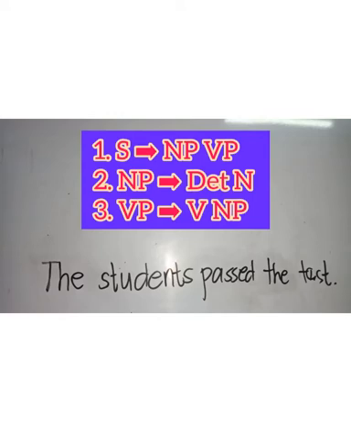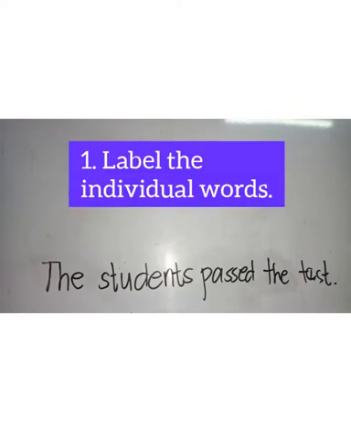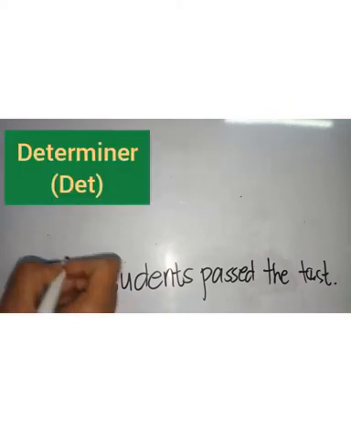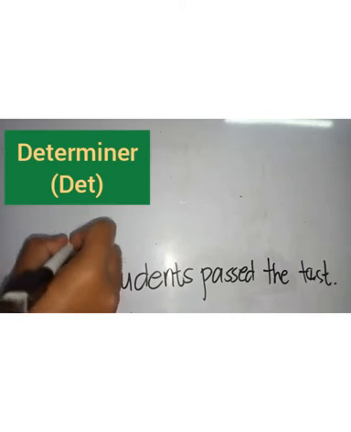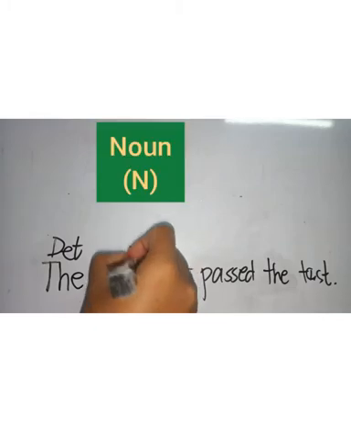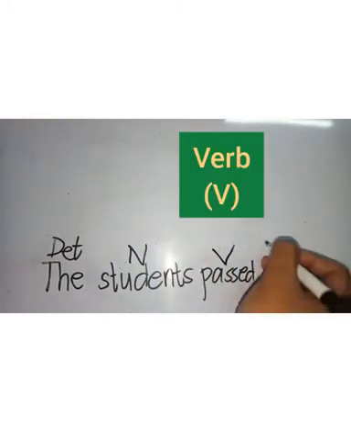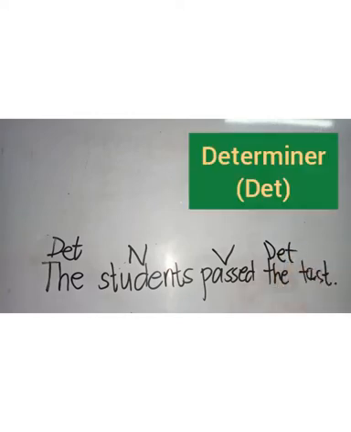So the first thing in sentence diagramming is labeling of the individual words. So let's label first the individual words. So the is a determiner, and students is a noun, past is a verb, the is a determiner, and test is a noun.